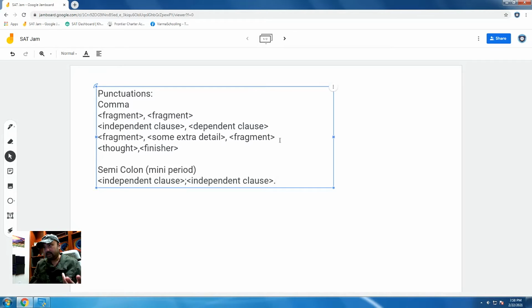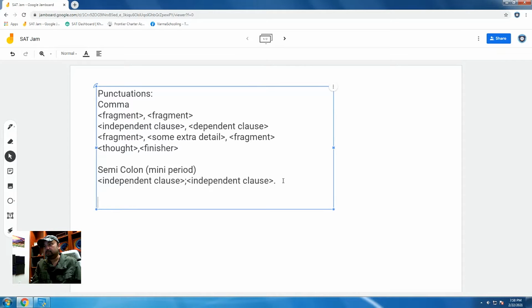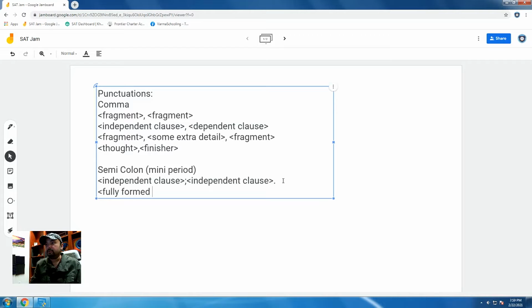On your SAT, you might not get an ambiguous choice where you pick from answer A or B, and they give you choice A with a semicolon, or choice B with a period. They're not going to give you that because they know that semicolons and periods are kind of interchangeable. So that's kind of the structure of a semicolon. It's going to be a complete, fully formed sentence before a semicolon, and then, you know, a sentence, something like that.